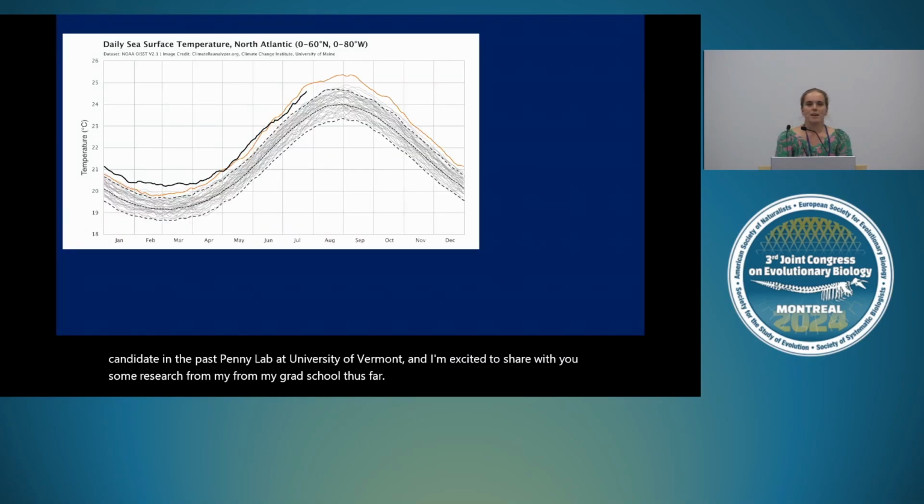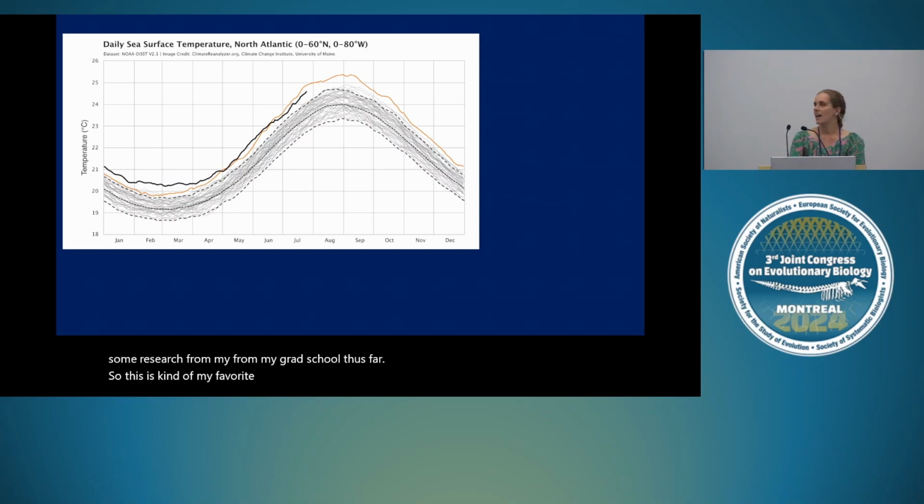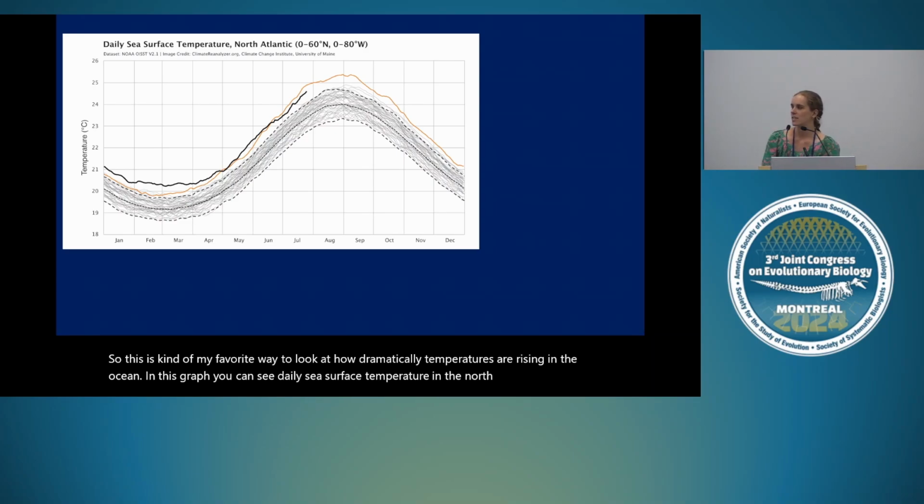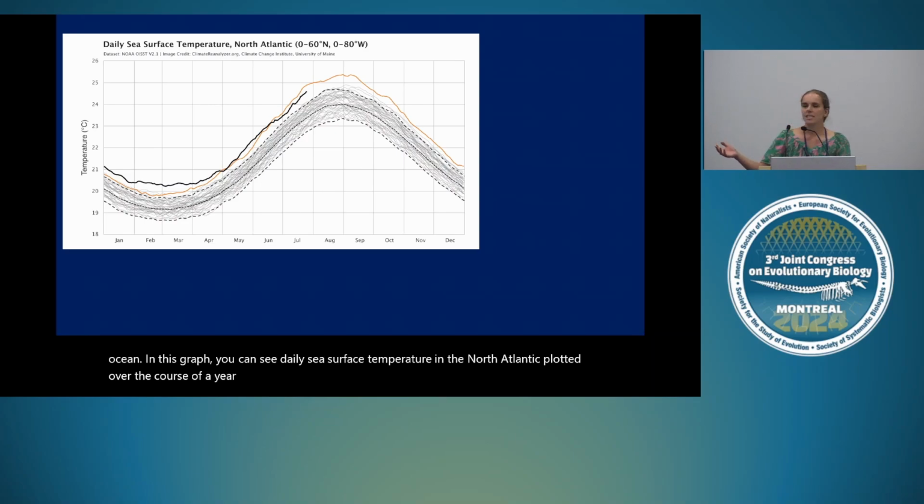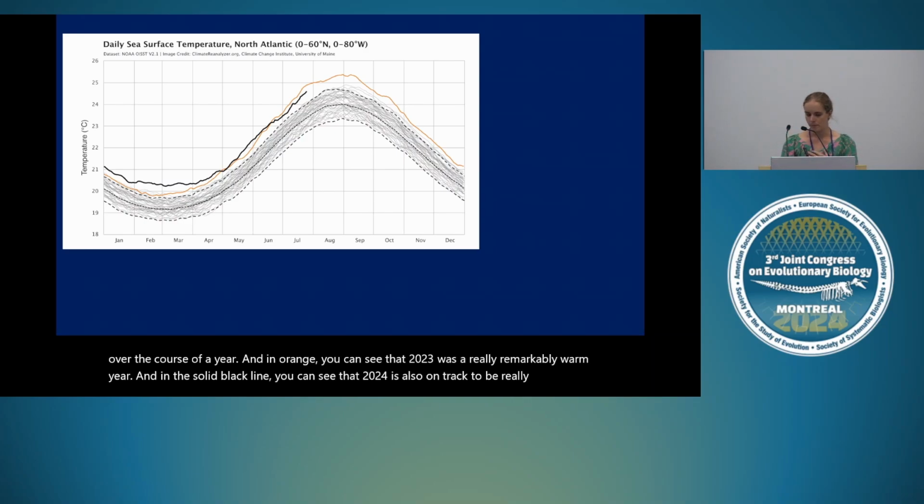So this is kind of my favorite way to look at how dramatically temperatures are rising in the ocean. In this graph, you can see daily sea surface temperature in the North Atlantic plotted over the course of a year. And in orange, you can see that 2023 was a really remarkably warm year. And in the solid black line, you can see that 2024 is also on track to be really remarkably warm.